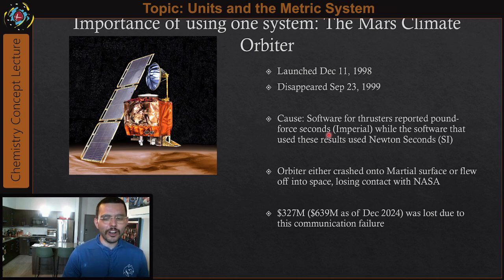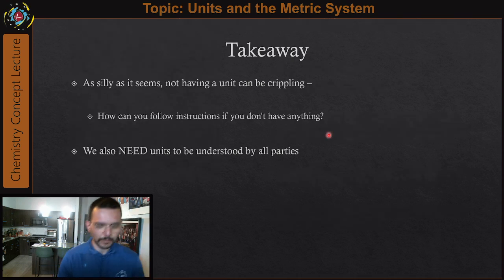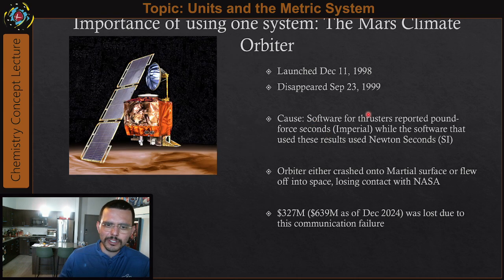This mistake cost the US $327 million, which is $639 million in today's money. Well, today being more, because it's been more time since December 2024. The takeaway there is that as silly as it seems, not having a unit or having the wrong unit can be crippling. How can we follow instructions if you don't have instructions, if you don't have the right measurements? We also need units to be understood by all parties. Here you can see the guys that made the thrusters and the software that used these were 2 different companies. So because there was no communication, there was a serious and severe failure.